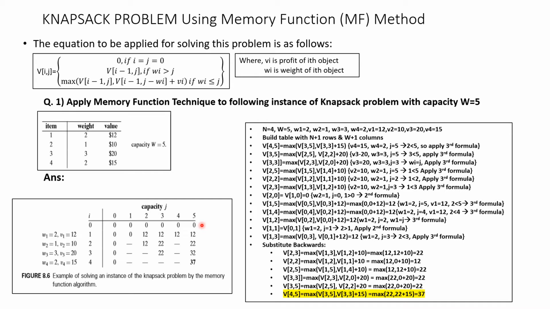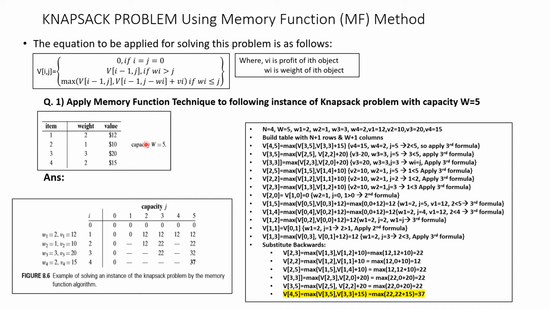Now, in the bottom-up dynamic programming method, please remember we used to start from here. We used to compute V1,1, V1,2, V1,3, V1,4, V1,5. Next V2,1, V2,2, V2,3, V2,4, V2,5. We used to calculate these boxes. This entire table is the matrix V, and I is the rows and J is the columns.